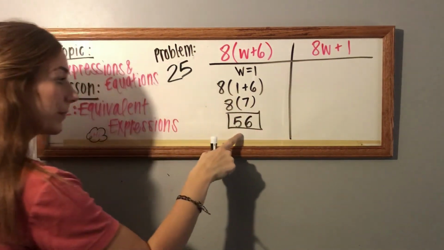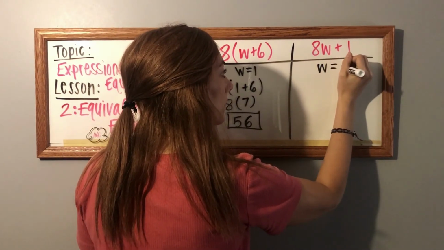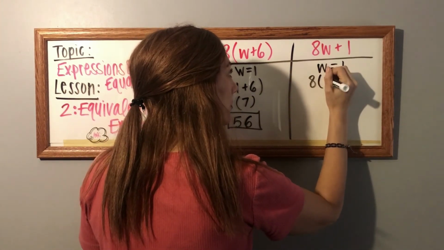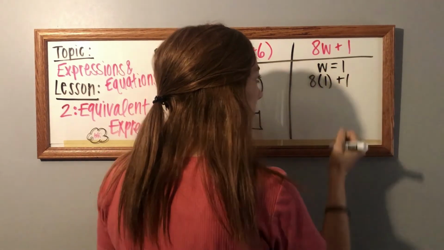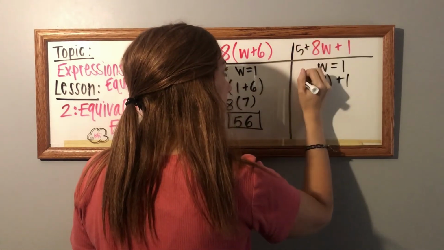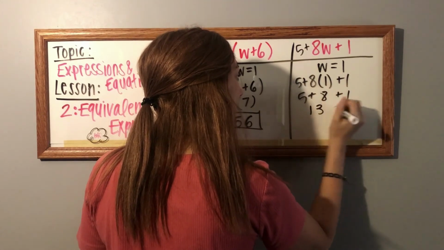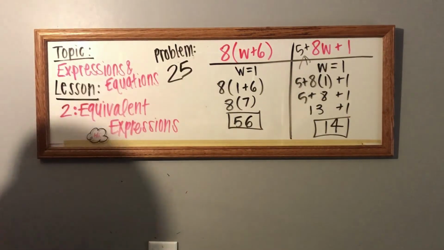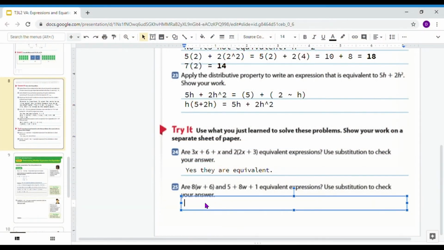So now if I look at my second expression, 5 plus 8w plus 1, and I were to substitute that 1, 5 plus 8 times 1 plus 1. And my first step in order of operations is that multiplication. So I get 5 plus 8 plus 1, and then 5 plus 8 is 13 plus 1. So we get a final answer of 14. So I can draw the conclusion that 8 times w plus 6 and 5 plus 8w plus 1 are not equivalent.